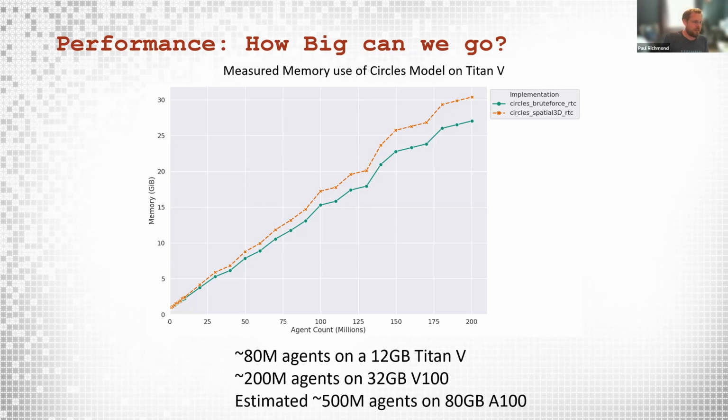So we estimate that with the circles model, we can probably go up to about 5 million or 500 million agents, but we've never had the need to do so at this point. Although there are some biological models that we're coming across now that need in the order of 20 million agents.